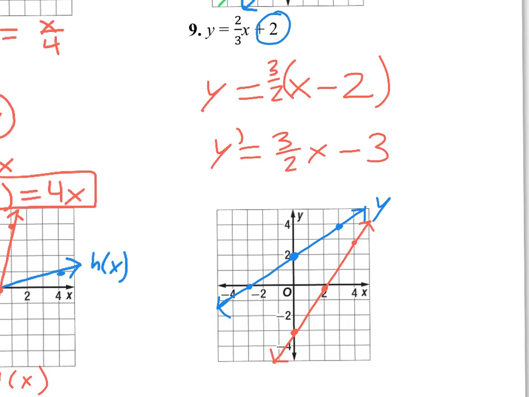And I taught you guys the mirror method for checking your answer. You could also check your answer by just checking a few coordinates. That's 0, 2, so the inverse should have 2, 0, which it does. That is 3, 4, so the inverse should have 4, 3, which it does.